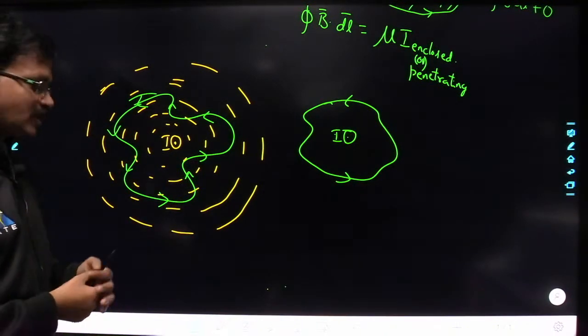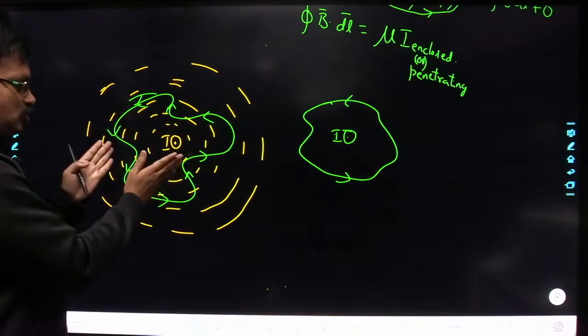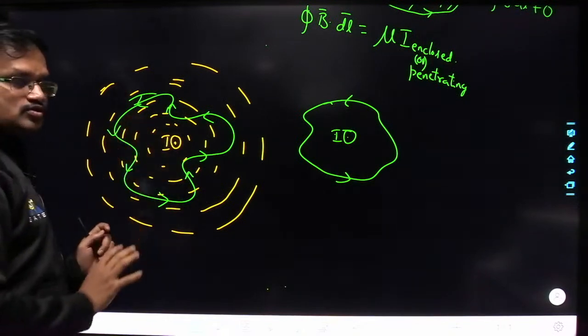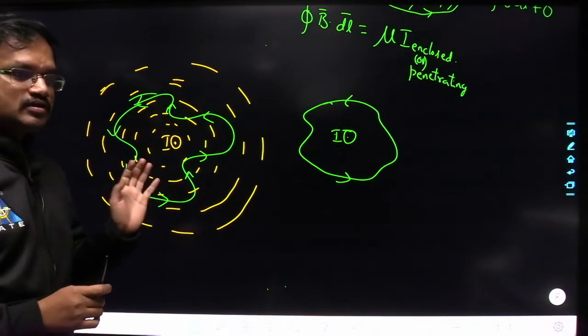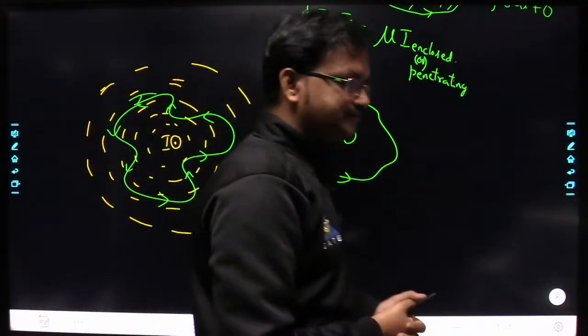Okay. So if you are having any circulation of B field around this closed loop, that loop must enclose some current. So that's what Ampere's law is saying. So is it understood here? Tell me here.